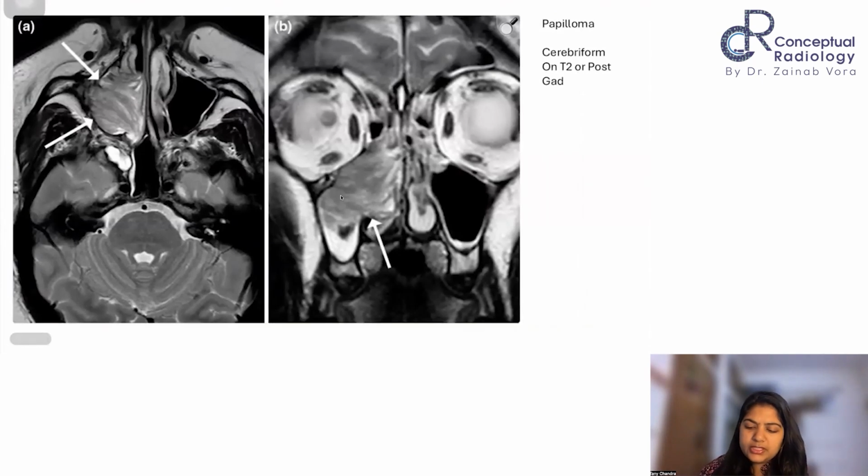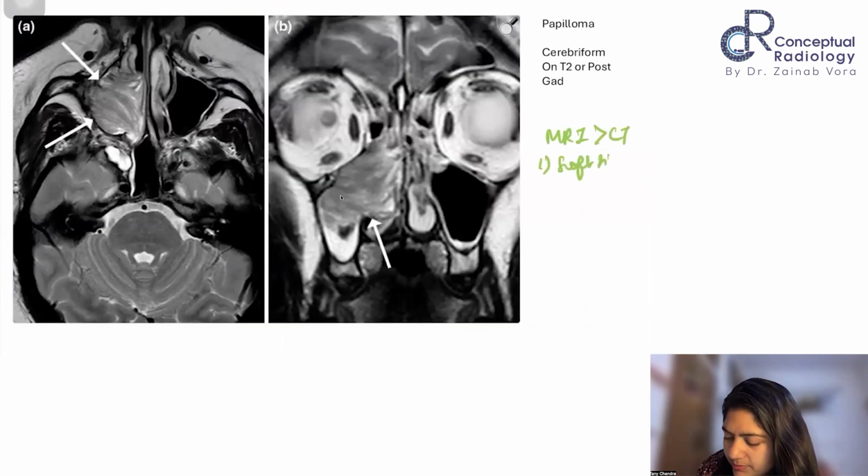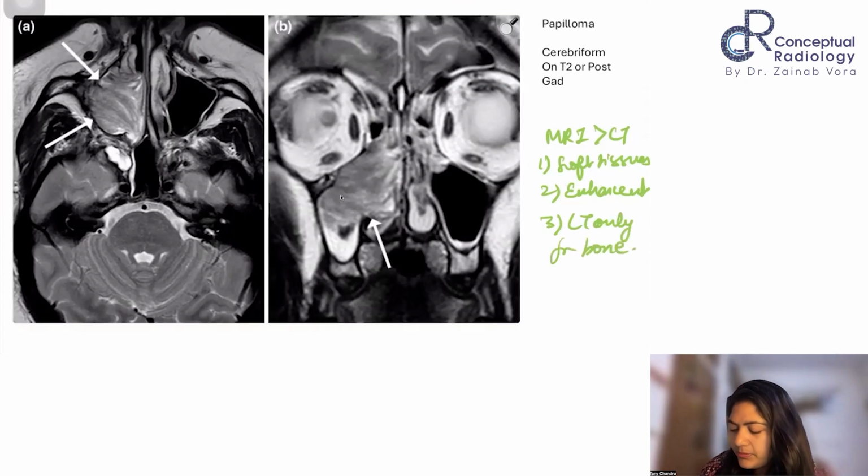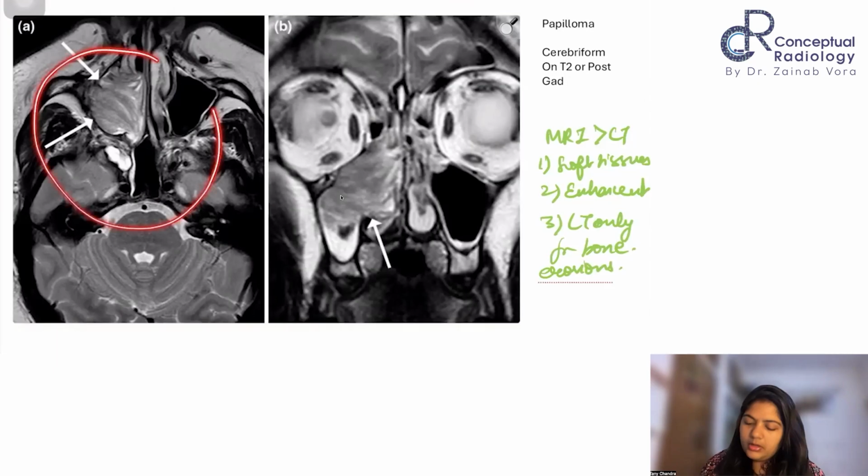So now this is the T2 image. Now remember, for masses, MRI is much better than CT. Why? Because you can see the soft tissues. Secondly, you can see the enhancement pattern well. CT is actually needed only predominantly for the bones here, right? For erosions and all.